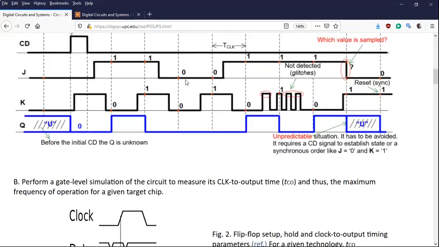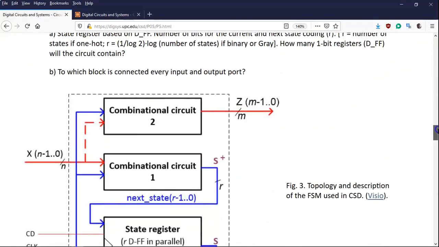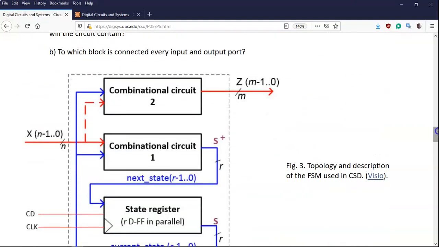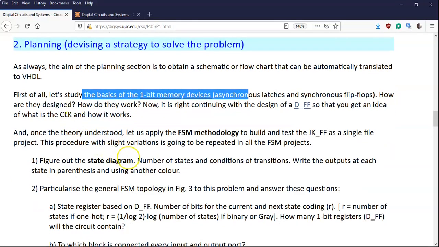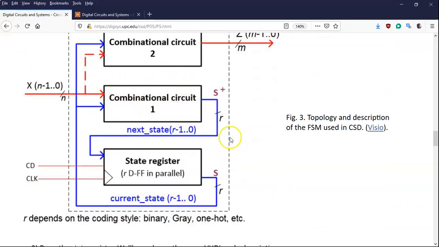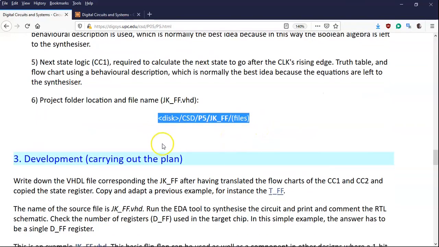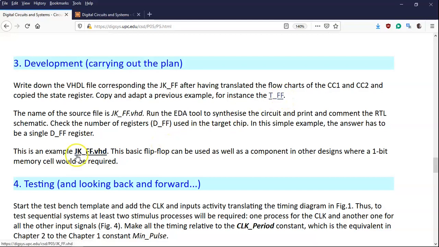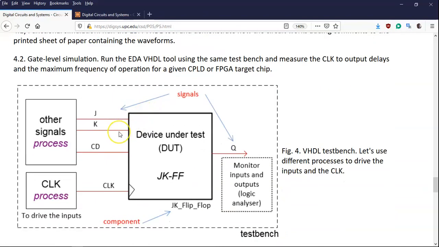So this flip-flop is like that. It works following, you can design it very well following the finite state machine strategy, as pointed out here in the planning section. So this is yet another example where to apply a simple finite state machine. So you can develop this project, right? So in the end, you will generate a kind of GK flip-flop file, and finally you can just test it with this picture in mind.